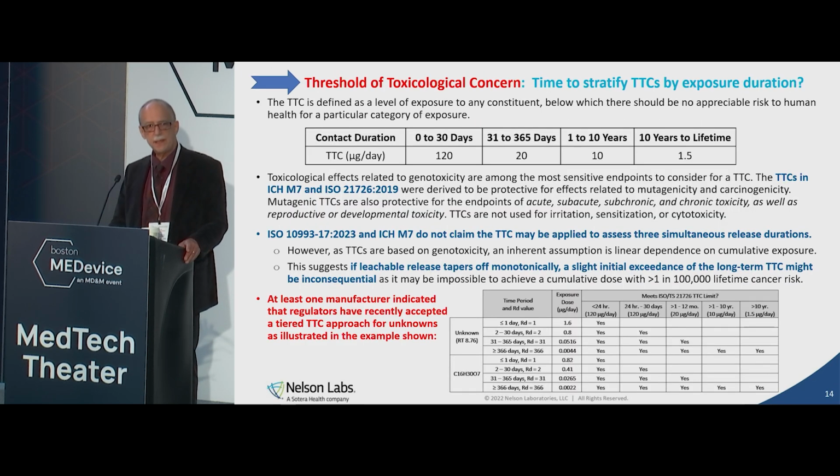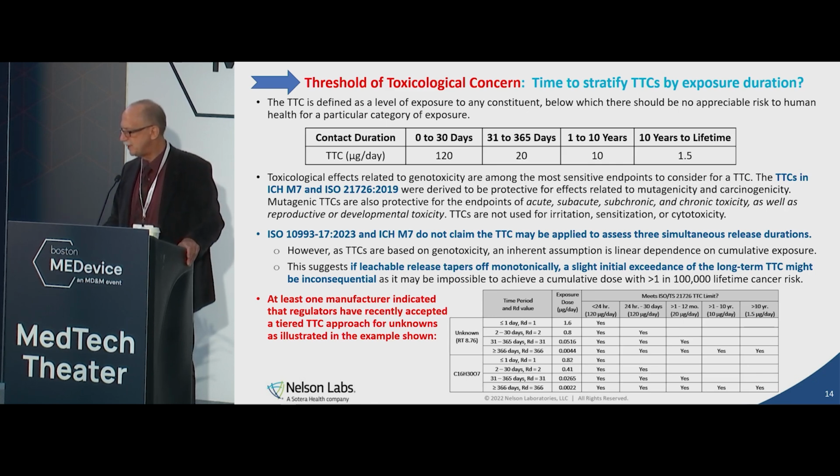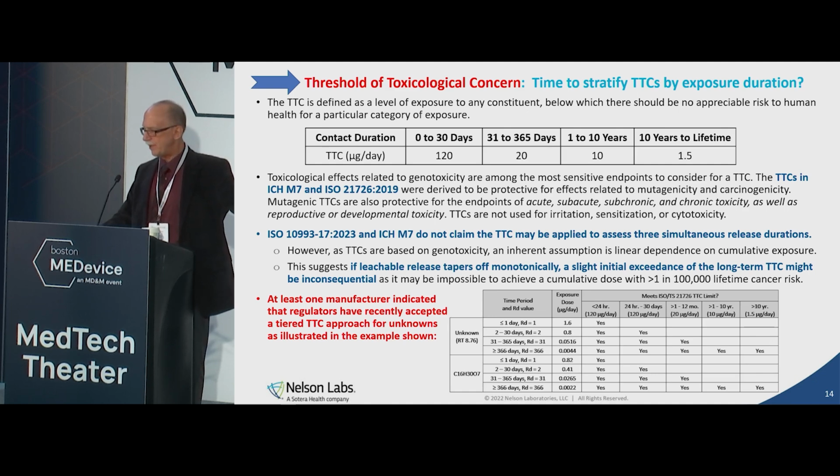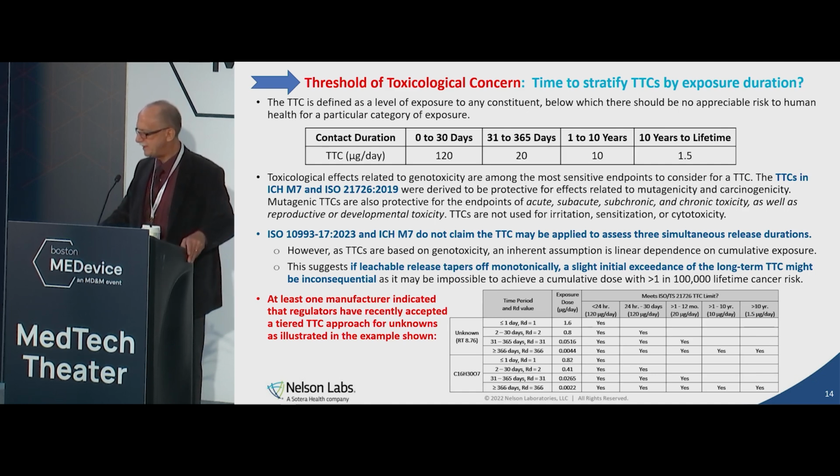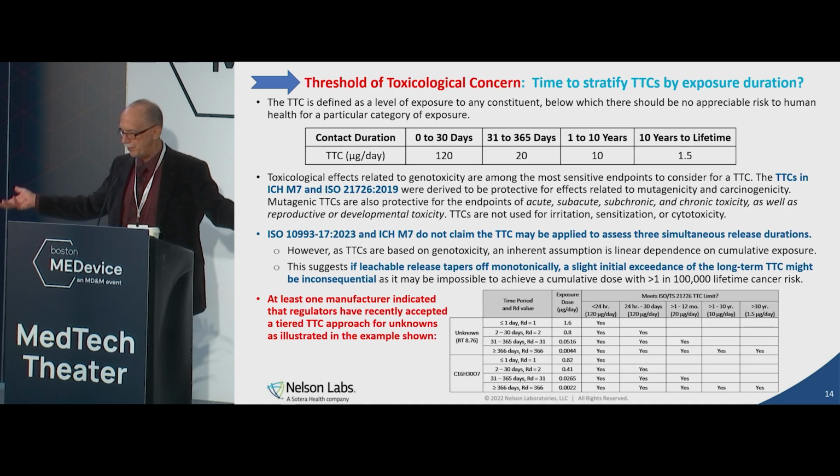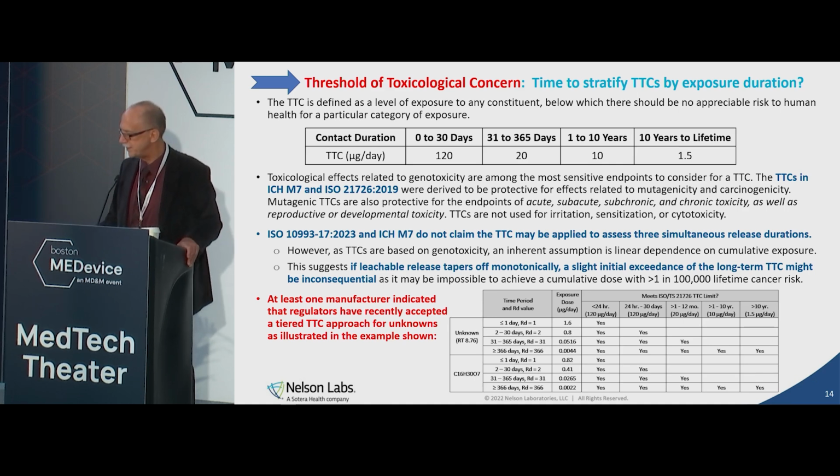Okay, so the next thing is a little bit controversial. It's called the threshold of toxicological concern. It's been around for a very long time. In 2019, an ISO group came and borrowed the pharma requirements for TTCs for chemicals with no known value for carcinogenicity or for unknown chemicals.